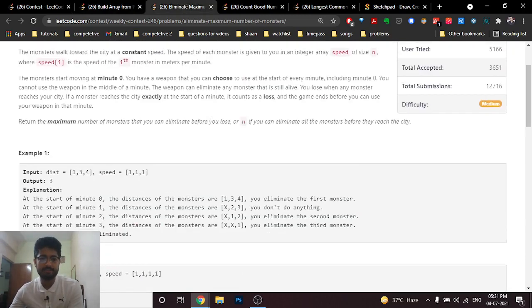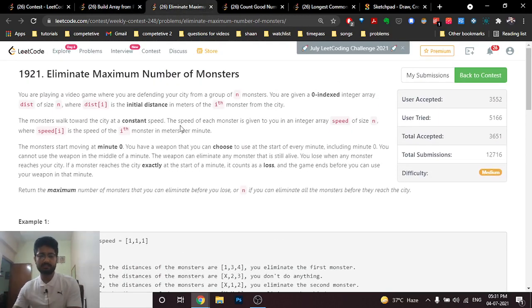Okay, the second problem is about a game in which you are living in some city which is at distance 0, at the 0th point, and there are different monsters which are coming to your city. Okay, so initially all the monsters are at some distance I which is given to you in a vector. So there are n monsters, and n monsters are at this distance.